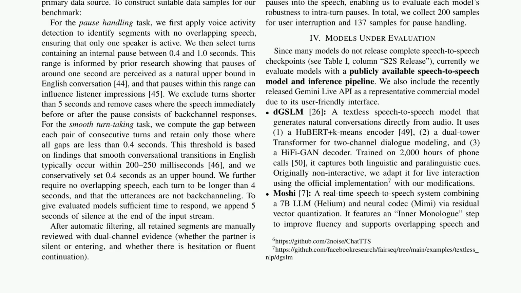This threshold is based on findings that smooth conversational transitions in English typically occur within 250 milliseconds, and we conservatively set 0.4 seconds as an upper bound. We further require no overlapping speech, each turn to be longer than 4 seconds, and that the utterances are not back-channeling. To give evaluated models sufficient time to respond, we appended 5 seconds of silence at the end of the input stream. After automatic filtering, all retained segments are manually reviewed with dual-channel evidence, checking whether the partner is silent or entering, and whether there is hesitation or fluent continuation.